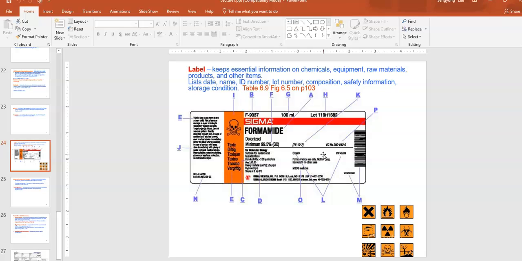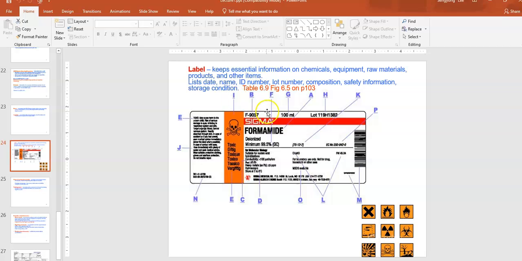Okay, so then what is the most essential information that should be found on the label? Of course, the date when it's made and the name of the chemical, ID number if it's applicable, a lot number, composition, what it's made out of, safety information if something happens, and the storage condition.